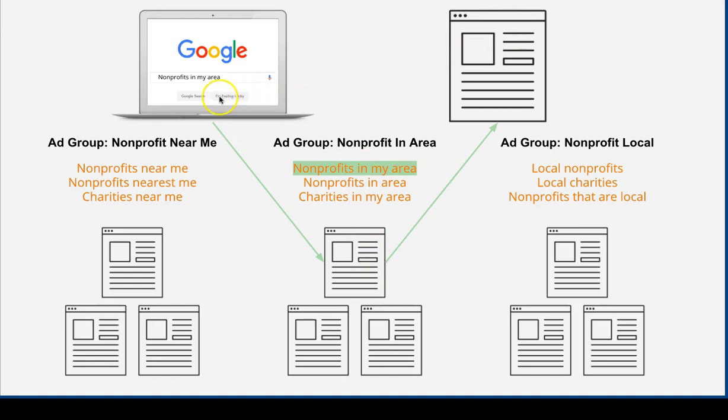Now, let's say, for example, someone had searched "nonprofits near me." Then Google would search your account and see that this keyword, "nonprofits near me," is the most relevant, and it's also in the ad group "nonprofit near me." So this ad would be shown. And that's really how it works anytime someone searches something online.